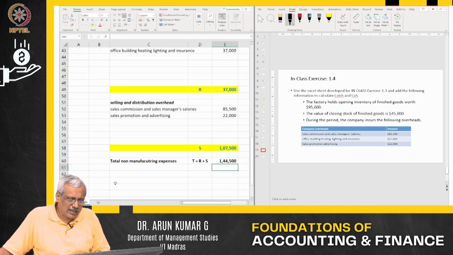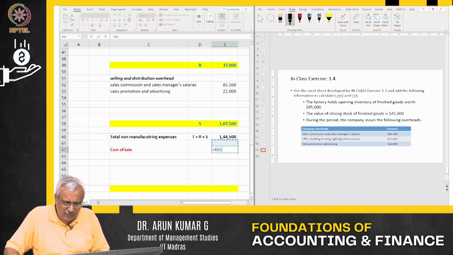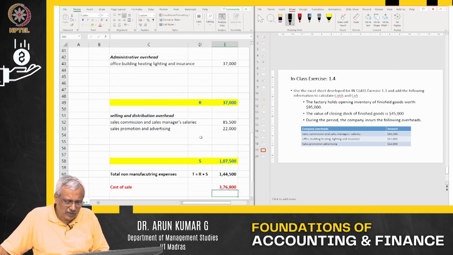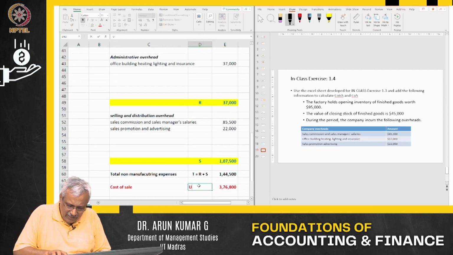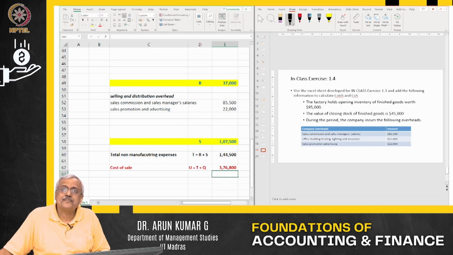Now let us look at the cost of sale. What is the cost of sale? Cost of sale is the non-manufacturing expenditure plus my cost of goods sold. So STU is equal to T plus Q. So what is my cost of sale? My cost of sale is after including all this, after including the non-manufacturing.